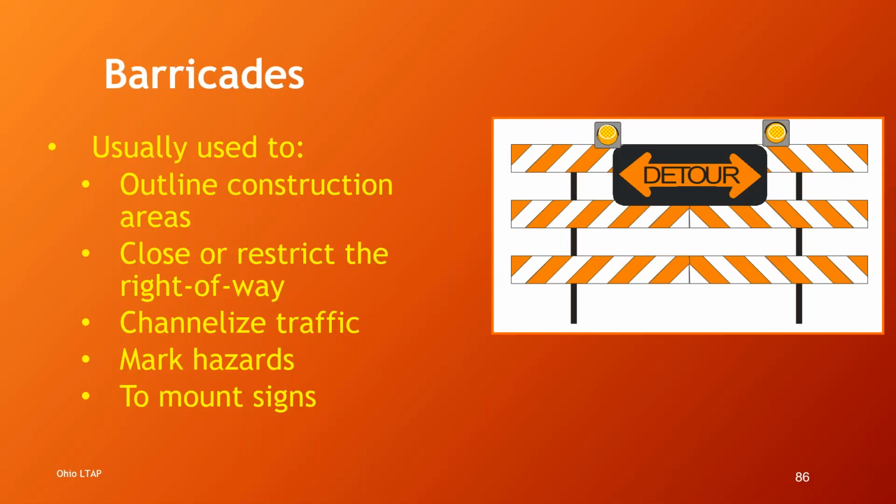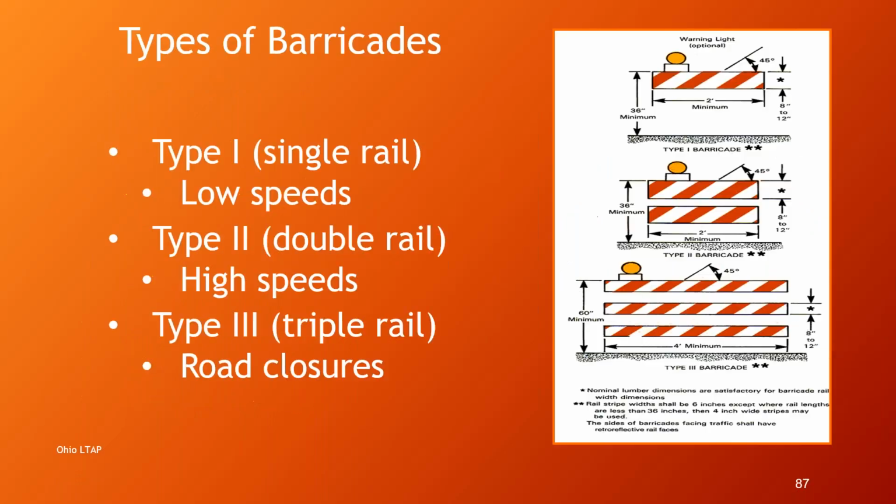Then we have our barricades, and we use these more to outline construction areas or to close or restrict a roadway or right of way. And different types of barricades can be used to channelize traffic or to mark a hazard. And we can mount signs on these type 3 barricades that we use to close our roadways. So we have different types of barricades: type 1, type 2, and type 3, whether it be a single rail, double rail, or triple rail. And so the type 3 is what we use for our road closures.